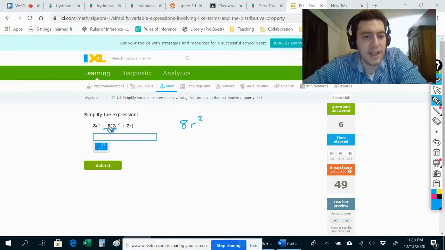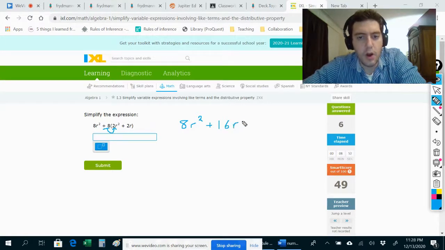And then we have this 8 times 2. So that's going to give us, everything is positive here. So plus 16 r to the second power. Okay, we'll just keep that r to the second power there. And now 8 times 2r is going to give us 16r. So we'll write plus 16r here. Nothing is negative in this one.